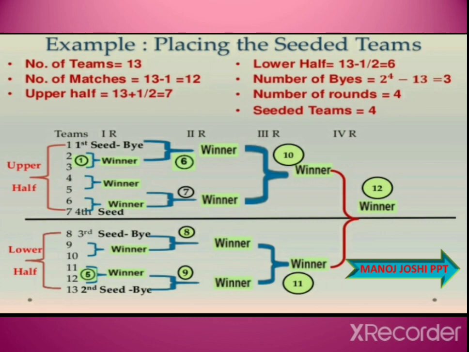So the teams who are getting a bye will not play in the first round of matches. The rest of the teams will play the first round. First match is 2 versus 3, second match is 4 versus 5, and third match is 6 versus 7. That is the 4th seeded team, because this team did not receive any bye.